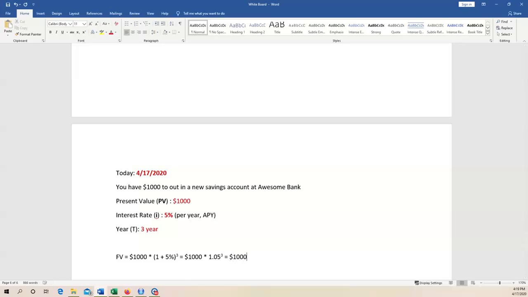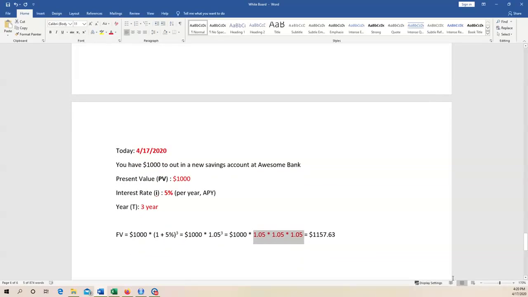Which is $1,000 multiplies 1.05 multiplies another 1.05 and then multiplies another 1.05. So what's the answer here? Let me use a calculator. So I wrote it to the penny. So the future value for 1,000 US dollars you put in a bank with annual interest rate of 5%, the 3-year ahead future value is equal to $1,157.63. Here, this part is called what? Compounding. This process is called compounding.